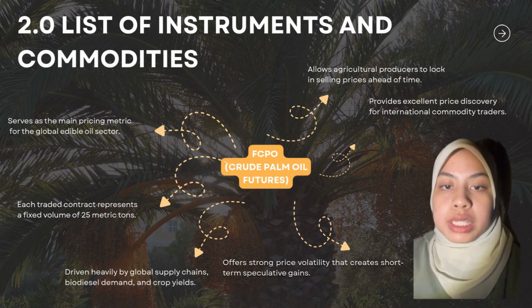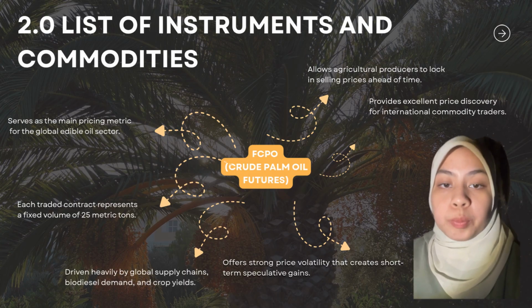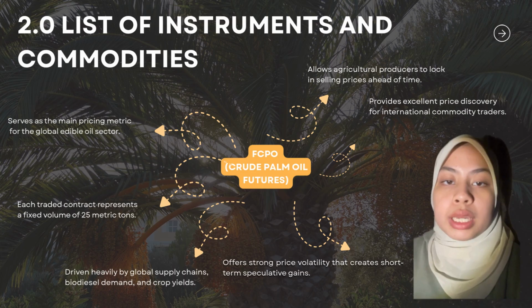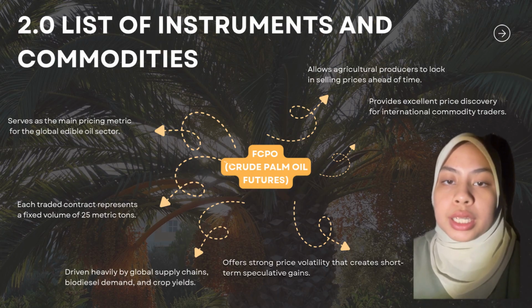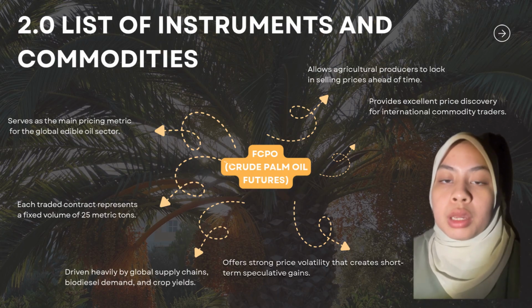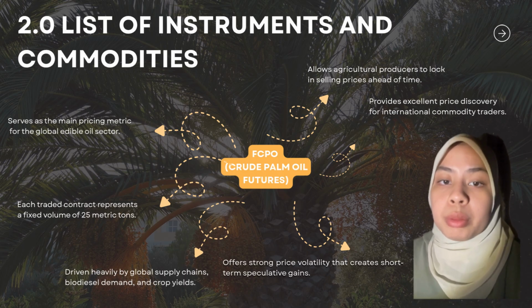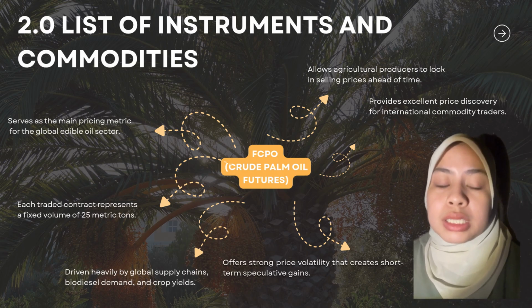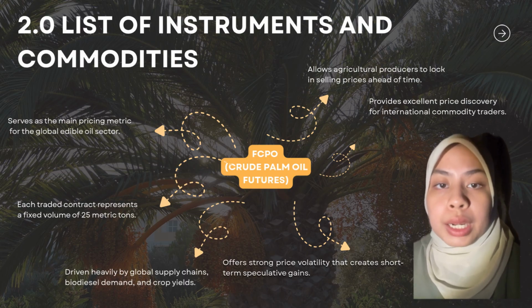Next up is FCPO, which is the global benchmark for world palm oil pricing. We specifically included the FCPO because it is highly volatile, which gives us plenty of fast opportunities to lock in speculative profits. Because this market moves so quickly, our group assigned dedicated members to closely track the monthly inventory report from the Malaysian Palm Oil Board, or MPOB.